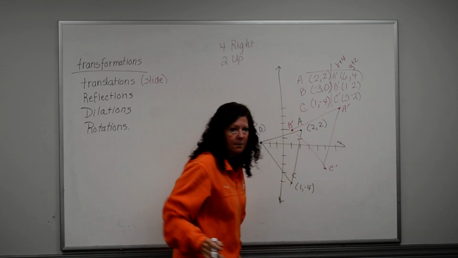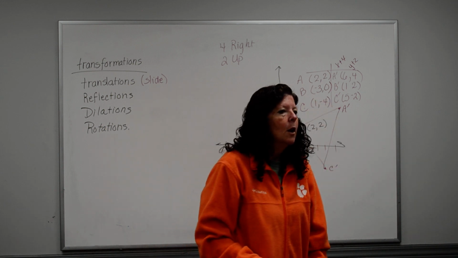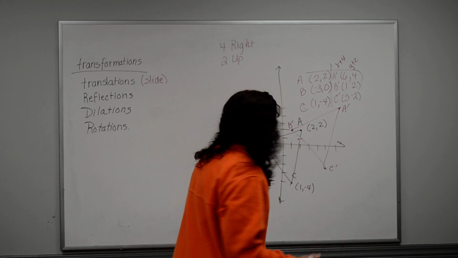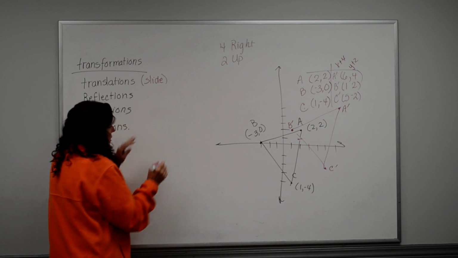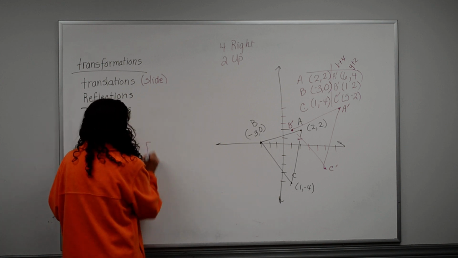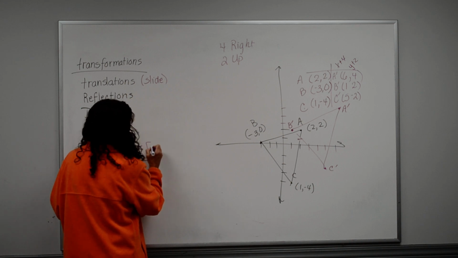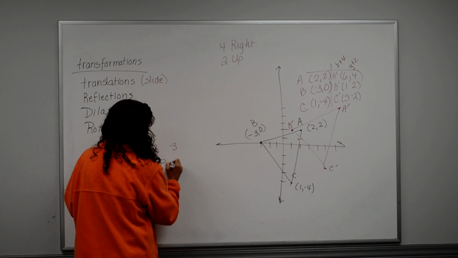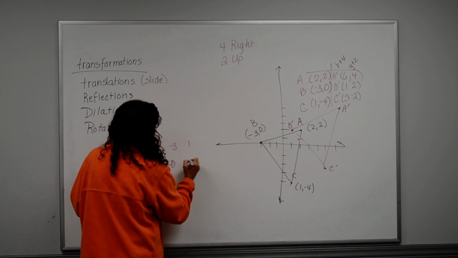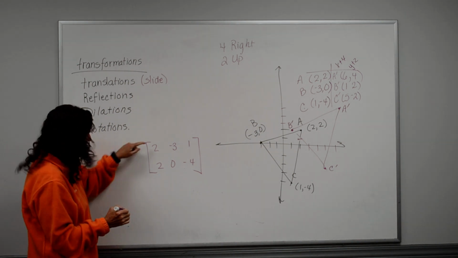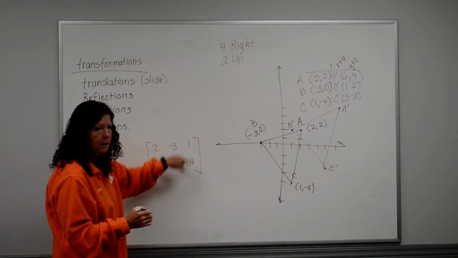So it just slides. Remember that? Well, you can take a matrix and you can do it. But again, don't think it's worth it. The way that you do a matrix is you set it up with the x and the y. So my matrix looks like this: 2, 2, negative 3, 0, and 1, negative 4, with my x's and my y's. And they match up. Okay?